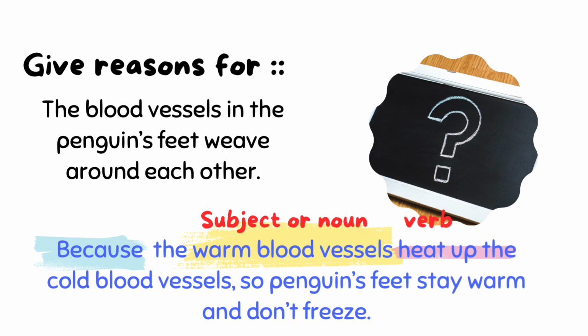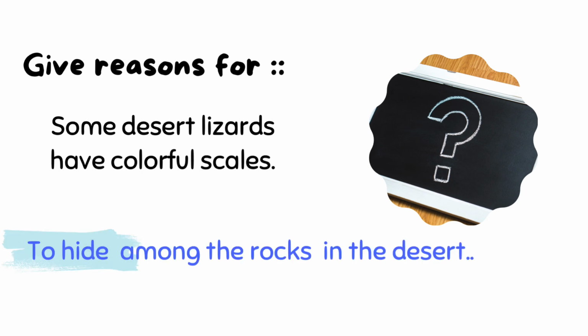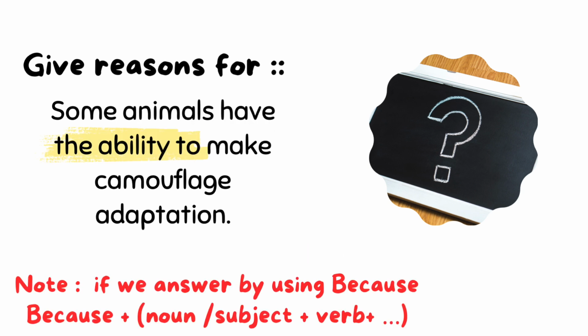Give reason for why desert lizards have colorful scales. I think it's very easy. To hide among the rocks in the desert. Very nice. They need these colorful scales to look like the rocks around them, so they can hide among the rocks in the desert. So the answer is to hide among the rocks in the desert. Okay, so let's go to the other question here.